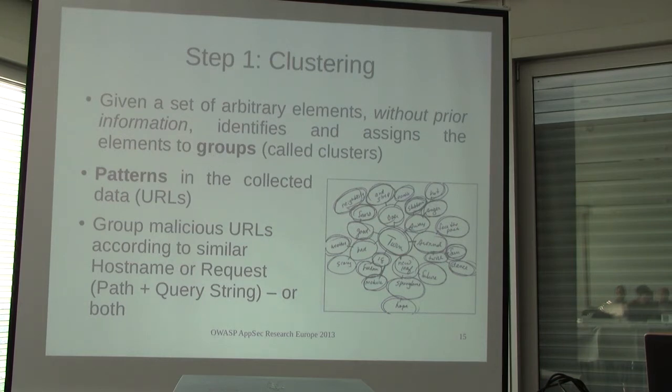So the first step is clustering. I don't know who among you isn't aware of what clustering is, but briefly, it is a technique that is widely used in data mining and allows you to group together elements that are similar. In our case, we look for patterns in the collected data, so in URLs, and we do clustering according to URLs that are similar on the hostname, or similar on the request in terms of path and query string, or both of them.